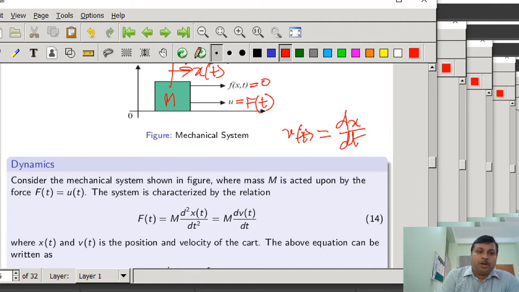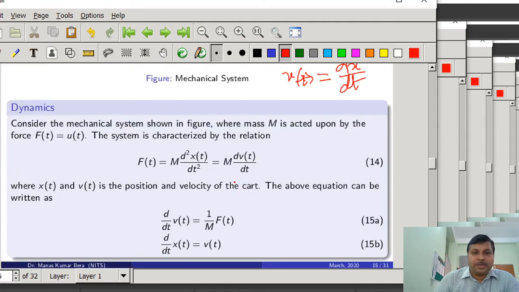So now, as already stated, x(t) and v(t) are the position and the velocity of the car respectively. The above equation can be written as, so this is a second order differential equation. Now this second order differential equation can be converted into two first order equations.